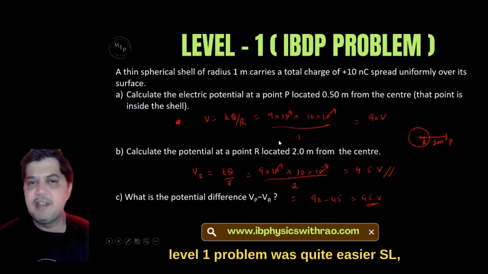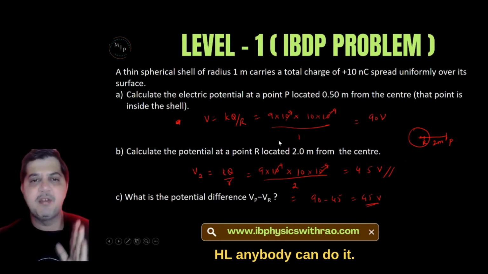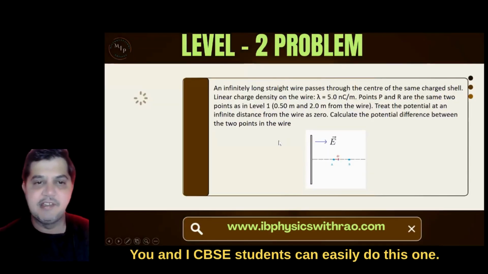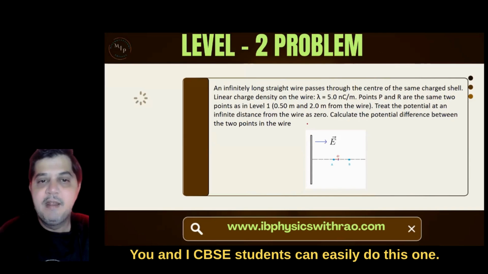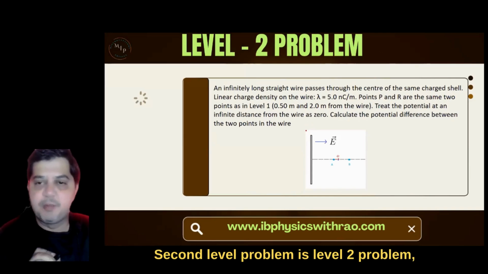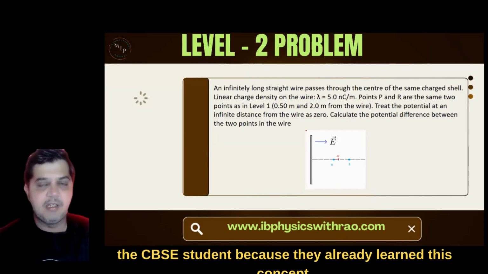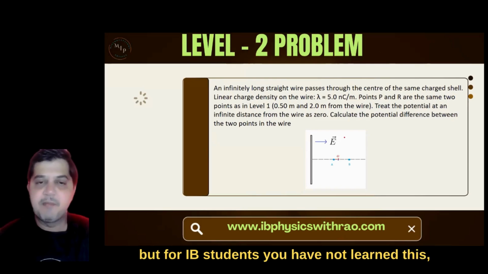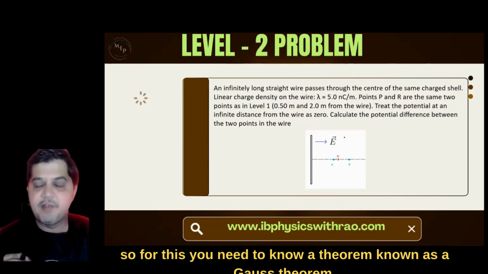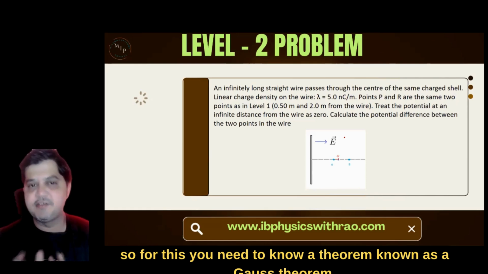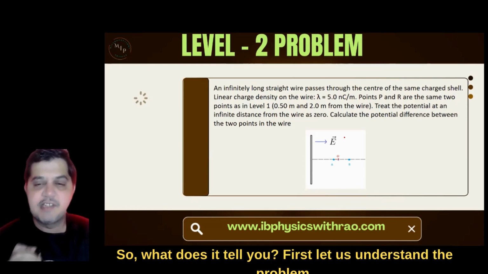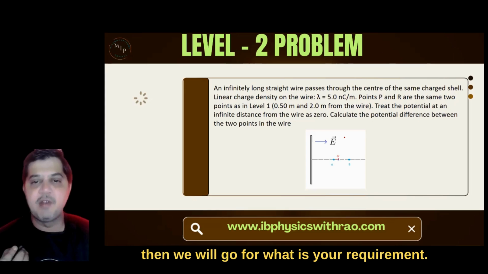Level 1 problem was quite easier. SL, HL, anybody can do it, right? Even CBSE students can easily do this one. Then the second level problem is the level 2 problem. This could be an easier problem for the CBSE student because they already learned this concept. But for IB students, you have not learned this. So for this, you need to know a theorem known as the Gauss theorem. So what does it tell you? First, let us understand the problem. Then we'll go for what is your requirement.